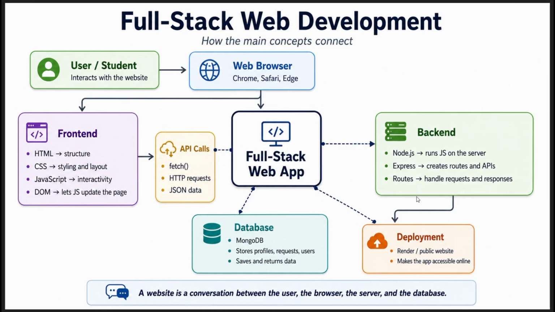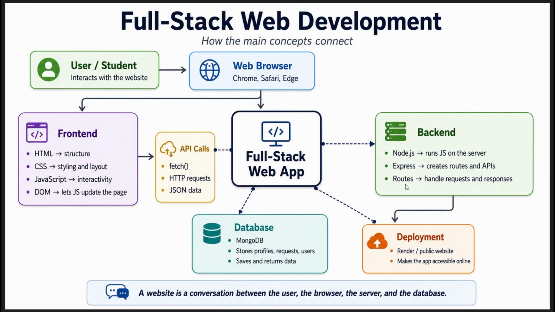So after the back end, we have the database, which is very important. In our class projects, we used MongoDB. So MongoDB stores data permanently. This is what allows the app to remember information even after the page refreshes or when the server basically restarts. For example, according to my Project 2 website, user profiles, teammate requests, project posts, and other records can be stored in MongoDB.